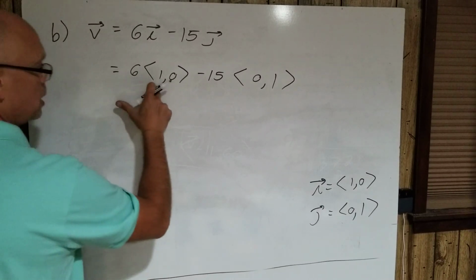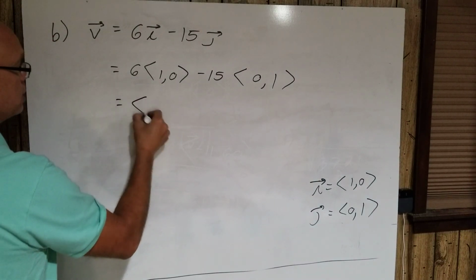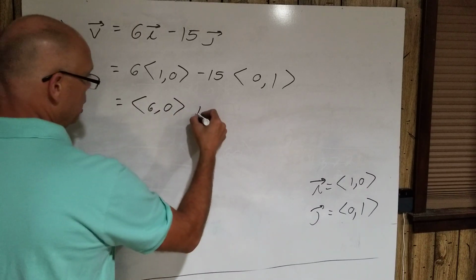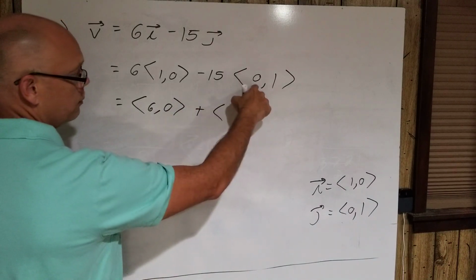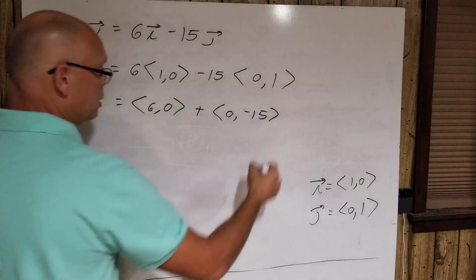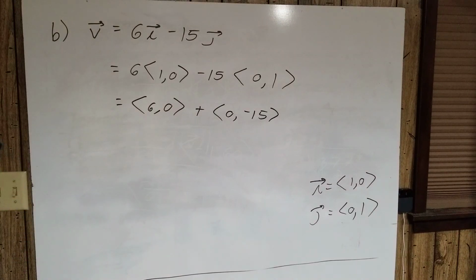Well, this is just a scalar times this, so now I have 6, 0 plus, and if I take negative 15 and multiply by this, I get 0, negative 15, right? I have two vectors that look like that. Now, how do we do vector addition?